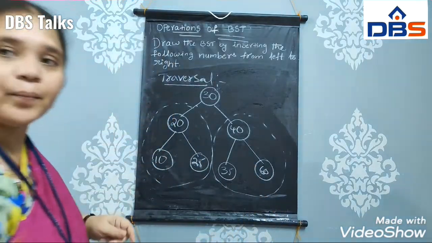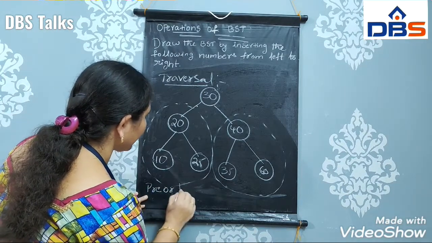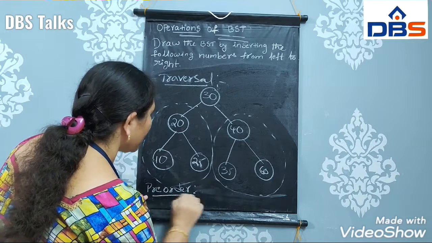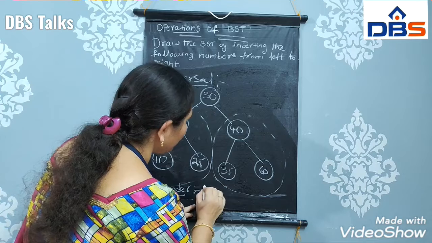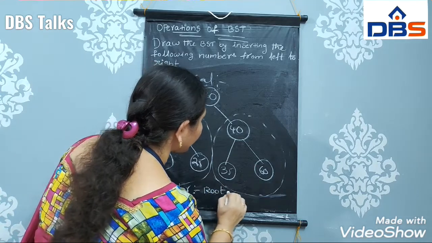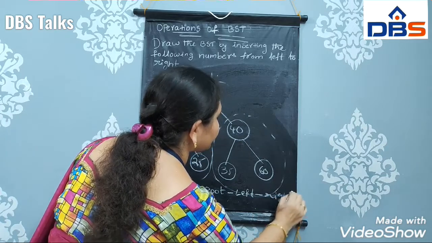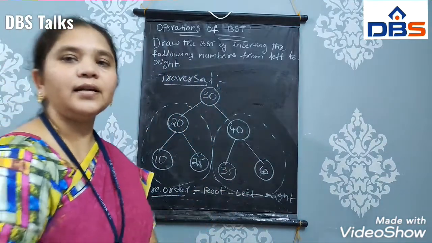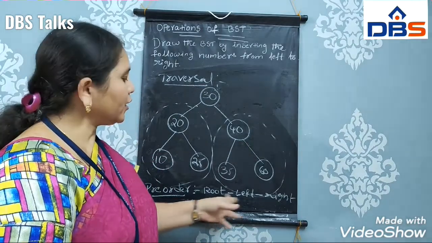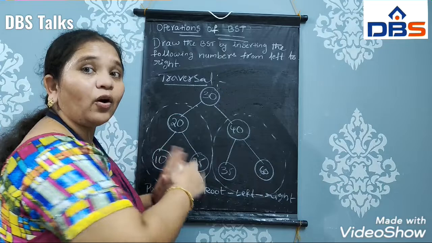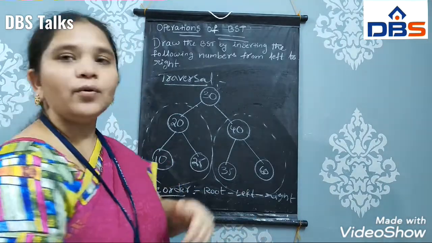Next, we are going to perform pre-order. How to define the pre-order? Remember now: root, left, right. Root, left, right, that is pre-order. First we process the root. Then we process the left subtree according to pre-order. Then we process the right subtree according to pre-order.